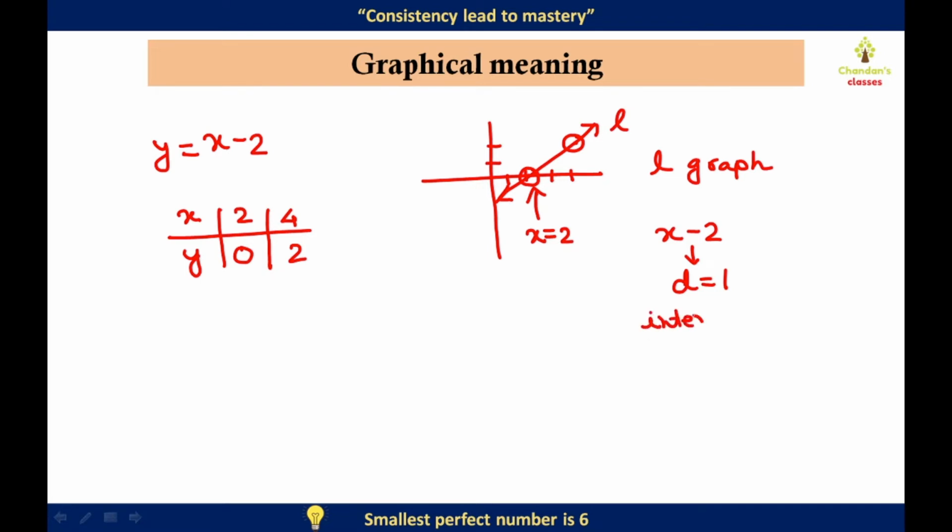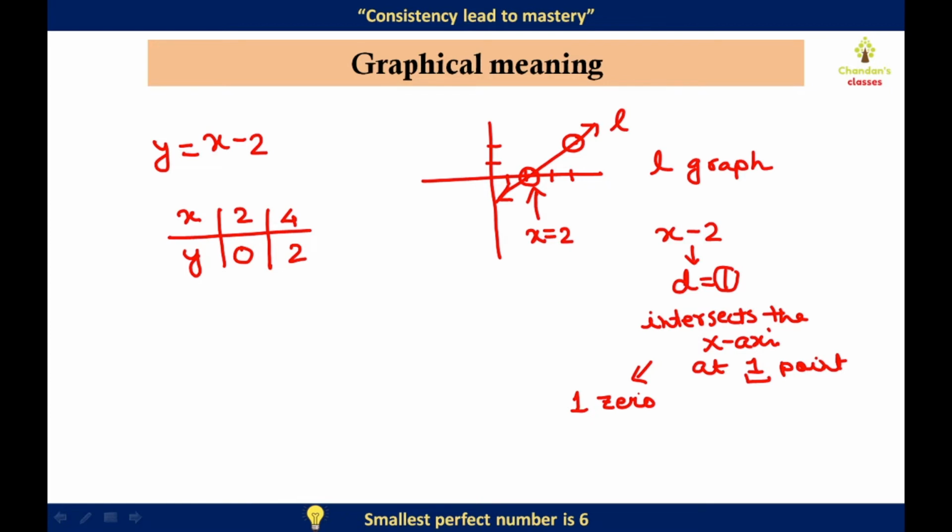Let me put the summary here. The graph intersects the x-axis at 1 point. Now this one is important. Degree is 1 and it intersects the x-axis at 1 point. Because the degree is 1, it has obviously 1 zero, right? So there are three things: degree is 1, zero is 1, and the graph intersects the x-axis at 1 point.